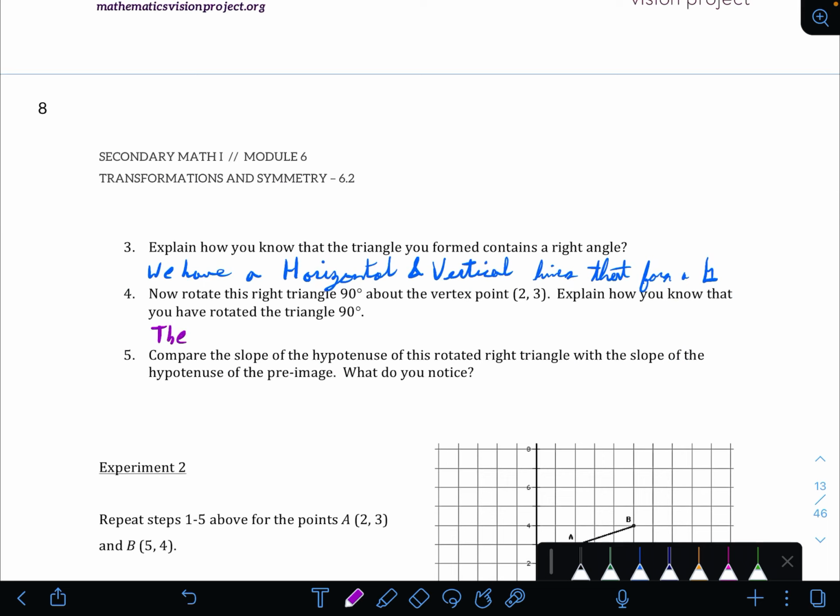In other words, I'm going to write this in regular writing. Horizontal line became vertical. The vertical became horizontal.